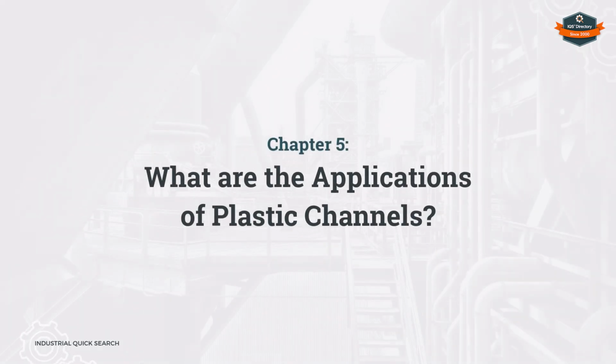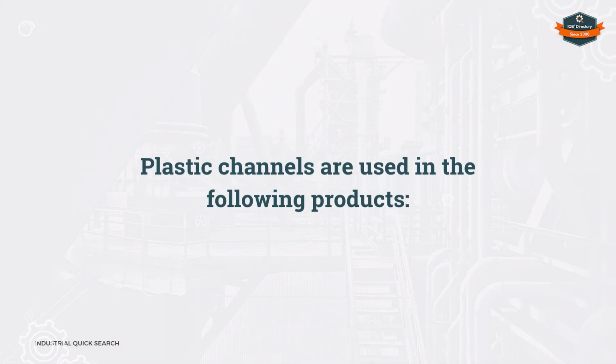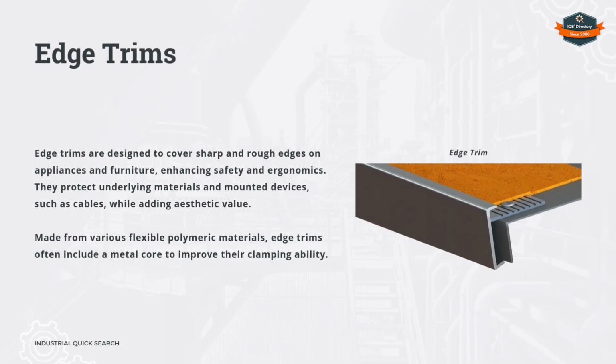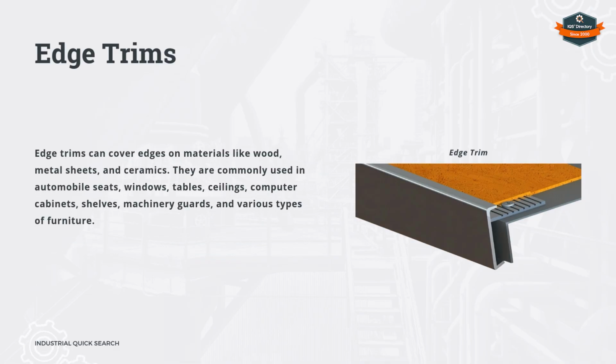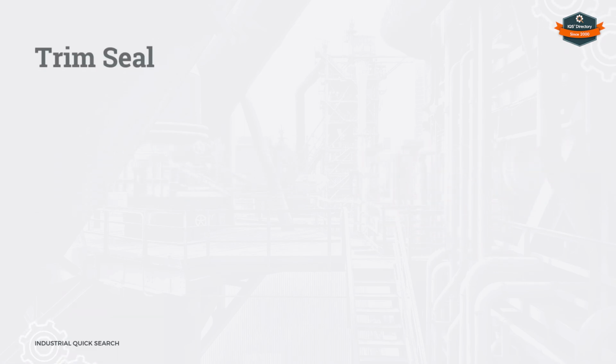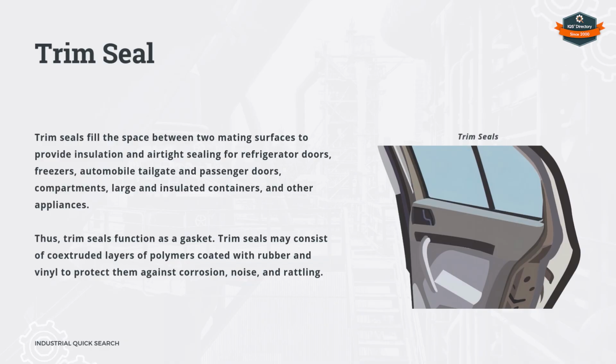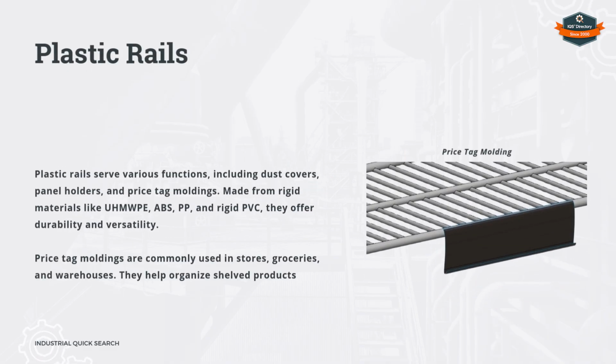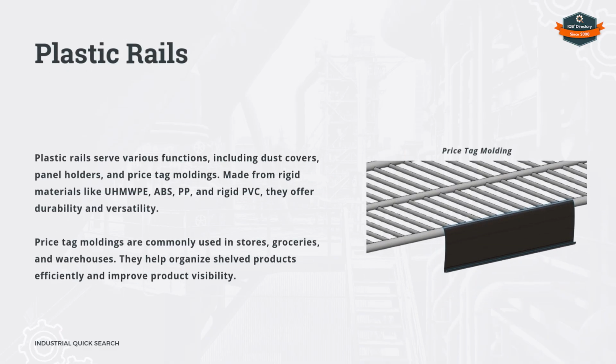Chapter 5. What are the applications of plastic channels? Plastic channels are used in the following products. Edge trims. Trim seal. Plastic rails. Cable raceway.